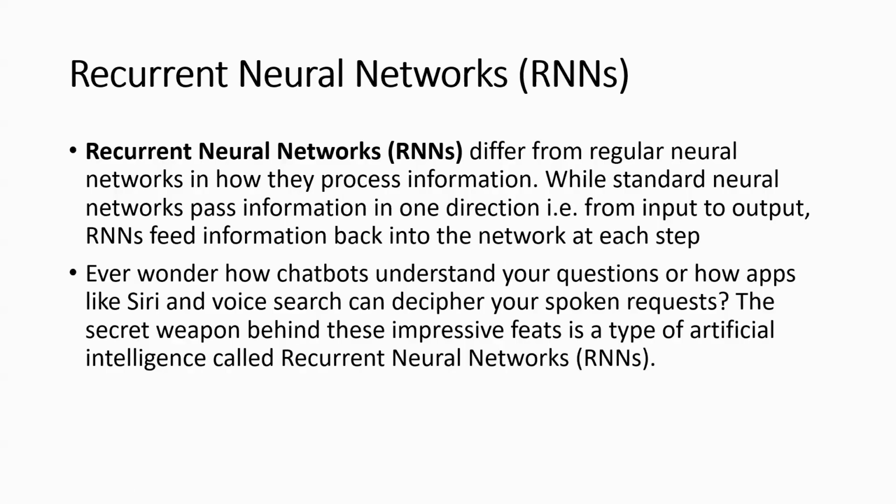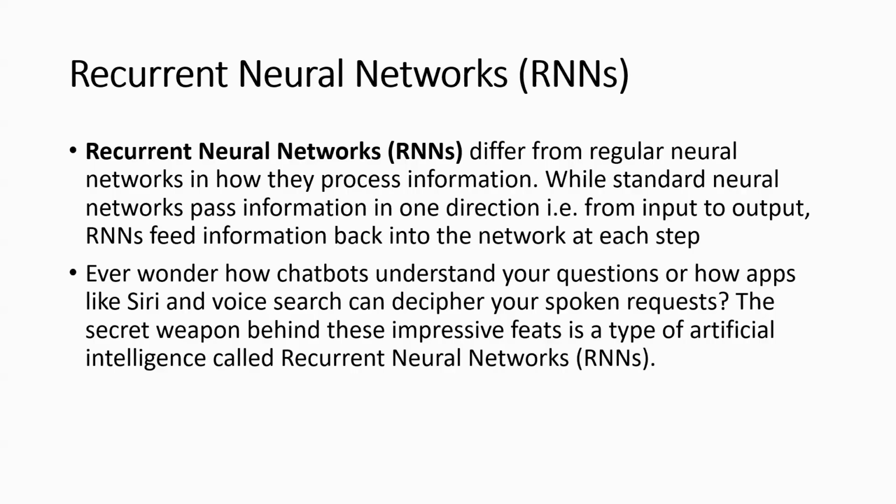Let's see recurrent neural networks. They are different from regular neural networks in how they process information. While standard neural networks pass information in one direction, from input to output, an RNN feeds the information back into the network at each step.